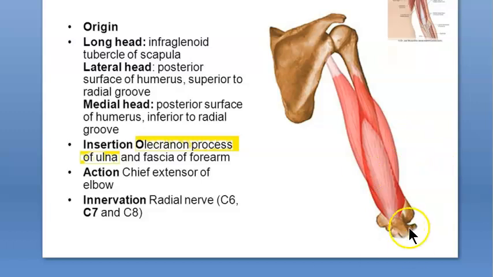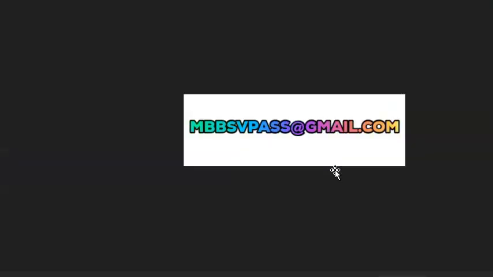Where is ulna? Olecranon process of ulna. And fascia of forearm. So it is not only the ulna, even the fascia of the forearm. So just feel it. Tap your posterior surface of humerus and see where it is inserting. Oh yeah, I can feel it. It is inserting in the olecranon process of the ulna, and the fascia of the forearm also. Now you have learned the insertion also.